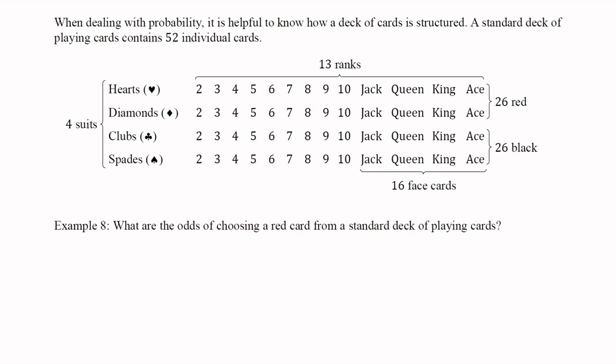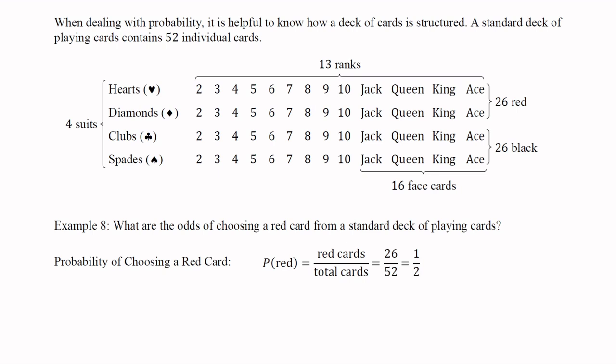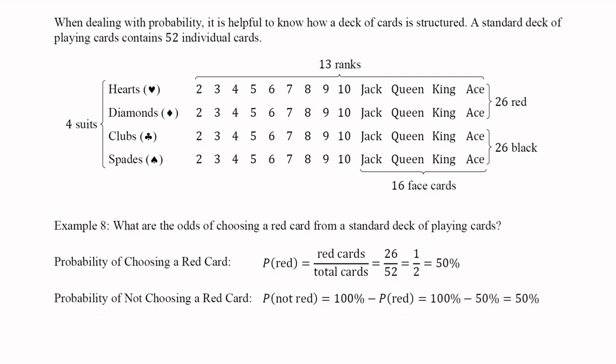What are the odds of choosing a red card from a standard deck of playing cards? The probability of choosing a red card is the number of red cards out of the total number of cards, which is 26 over 52, which is 1 out of 2, or 50%. The probability of not choosing a red card is 100 minus your red cards, which gives us 50%. So the odds in favor are 50-50 or 1-to-1.